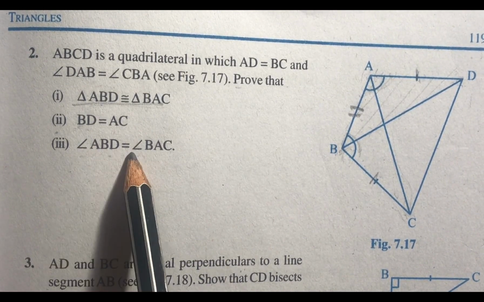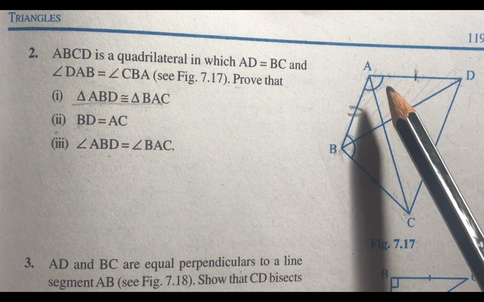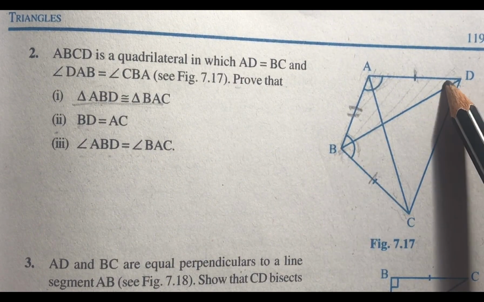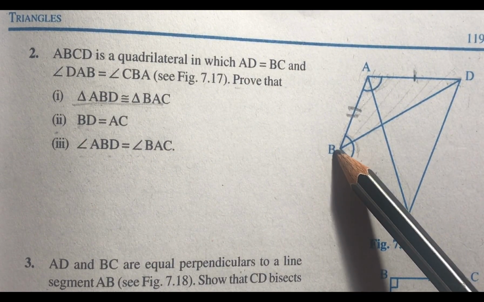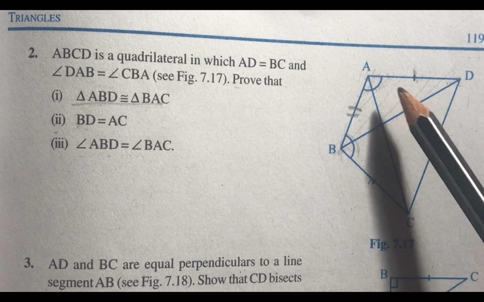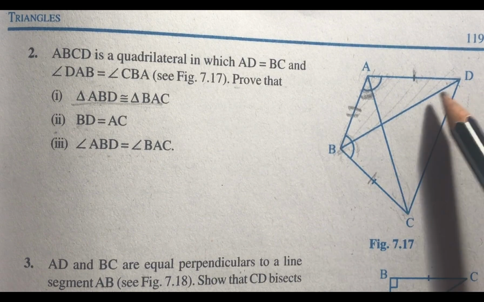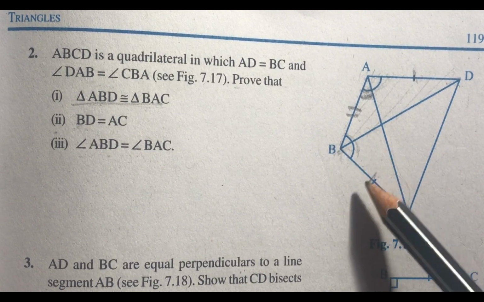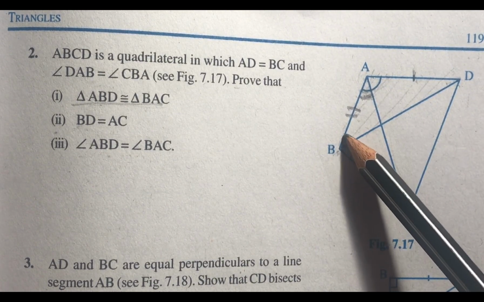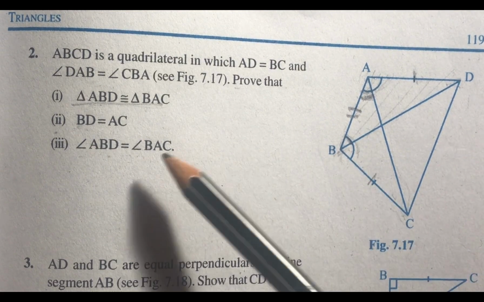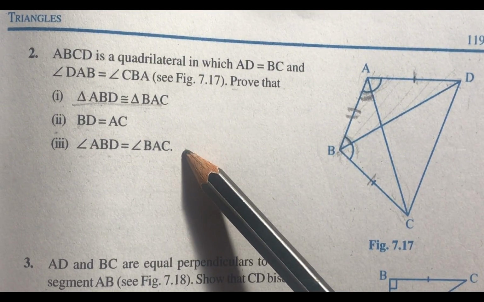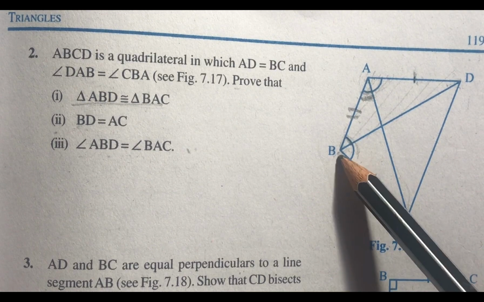And angle ABD is equal to angle BAC. So this angle ABD and this angle BAC are also equal, because by CPCT of these two triangles.